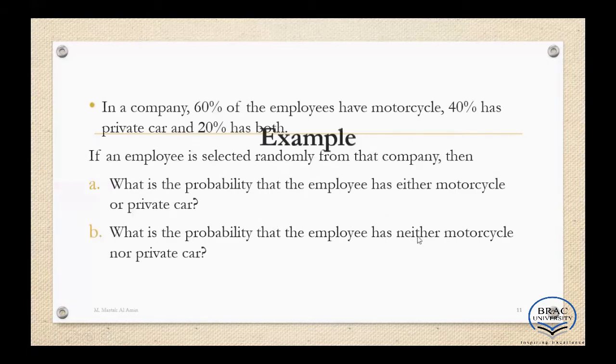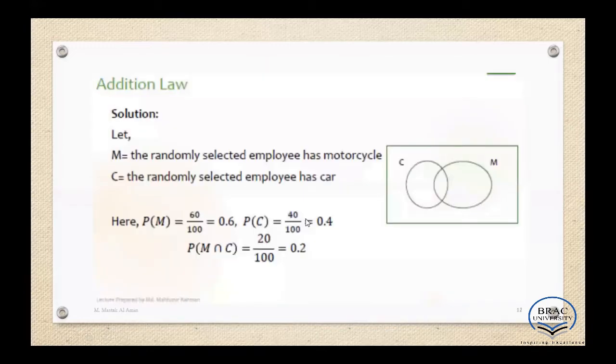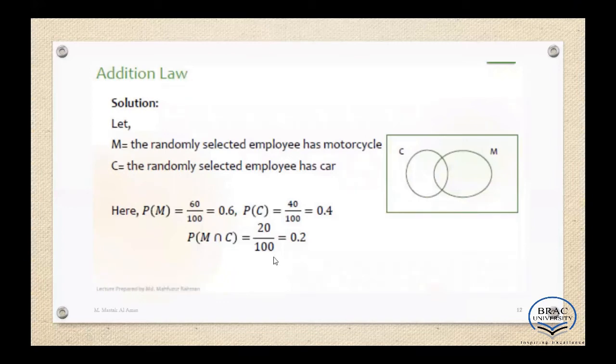Now, let's consider one example. In a company, 60% of the employees have a motorcycle, 40% have a car, and 20% of them have both. If an employee is selected randomly from that company, what is the probability that the employee has either a motorcycle or a private car? Also, we have to find the probability that the employee has neither a motorcycle nor a private car. First of all, we list the information that is given here.